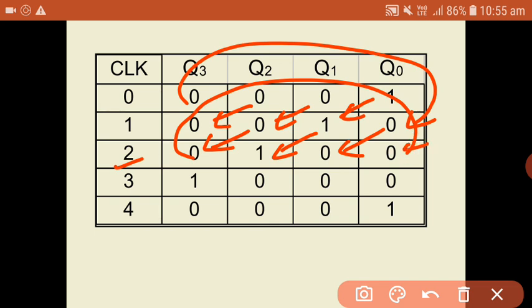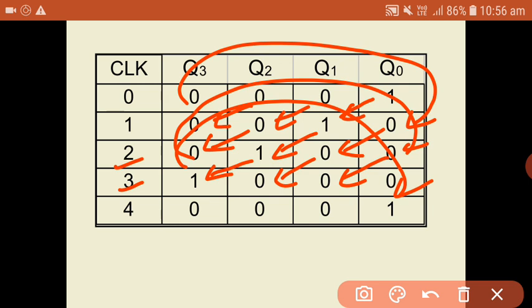Okay, next, whenever the third clock pulse is applied, this 1 will be shifted here, this 0 will be shifted here, this 0 will be shifted here, and this 0 will be shifted here.